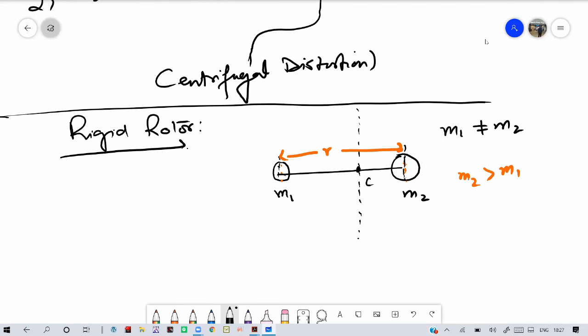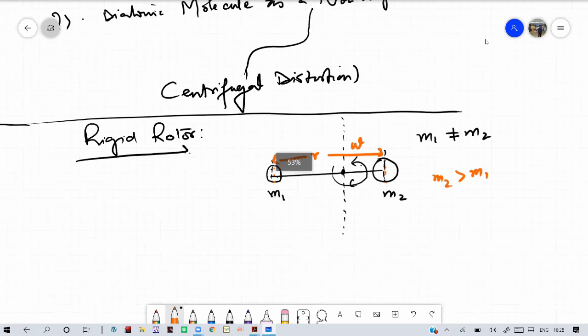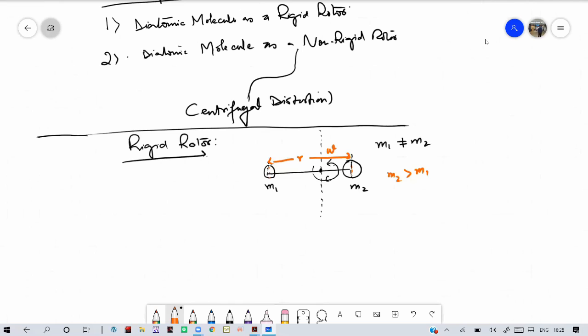We are assuming it is rigid, so the distance between m1 and m2 is fixed. It is not varying during the rotation or at any time whenever we are going to discuss this. So we are not assuming that r is varying. Okay, so r is a constant. And this is an important point when you solve the rigid rotor. So we suppose that this molecule is rotating about the center of mass, about an axis which is perpendicular to it, with an angular velocity omega.